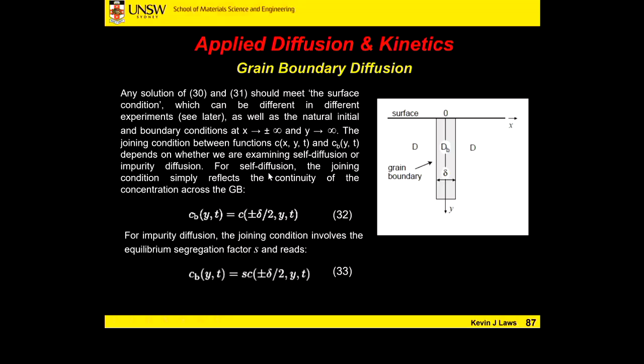So for self-diffusion, the joining condition simply reflects the continuity of the concentration across the grain boundary. What we're trying to basically say is for self-diffusion, the concentration across the grain boundary is going to be the same. It's the same material. So it's a flat line. It's a constant.